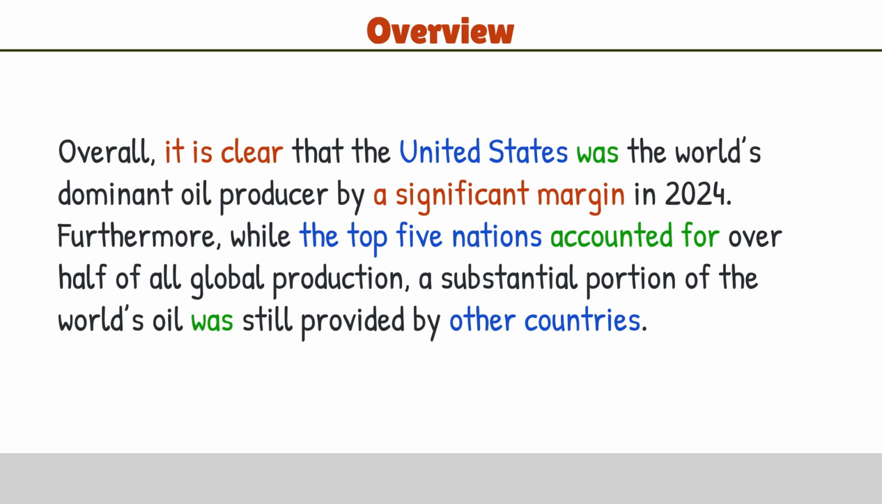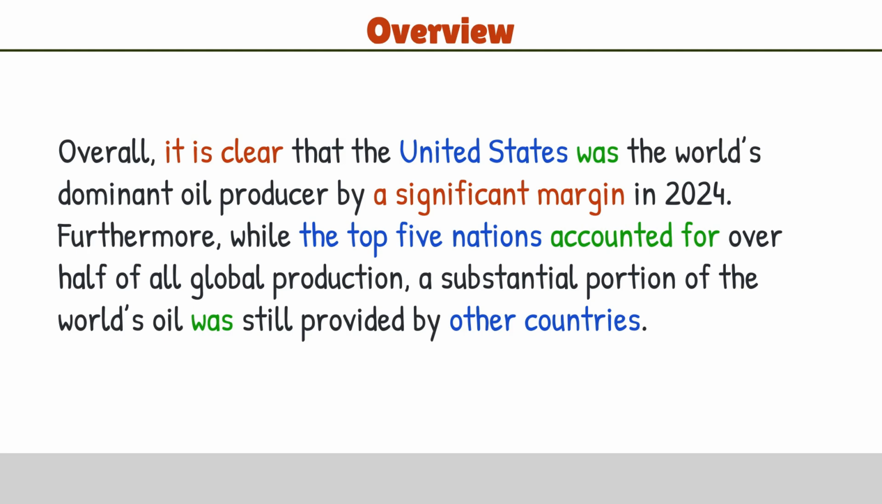In this section, I focus on the big picture before diving into specific data points. I highlight the main trend by showing that the United States was the dominant producer. Notice that I used the present tense is clear for my observation, but shifted to the past tense was for the data itself. If that feels confusing, just think of it this way. You are the observer when you describe the chart in front of you.